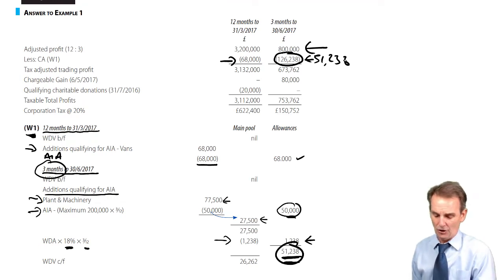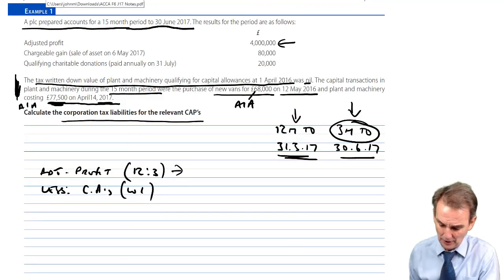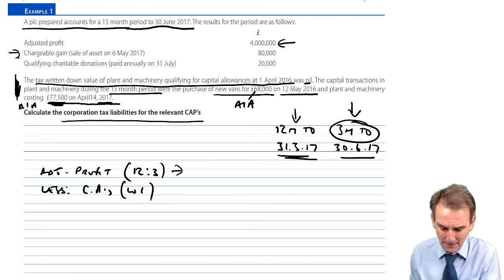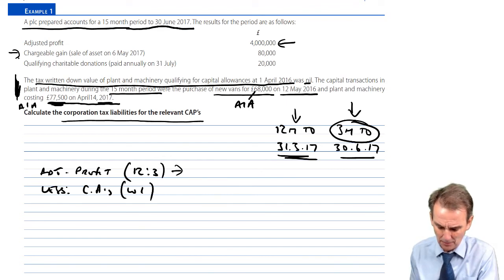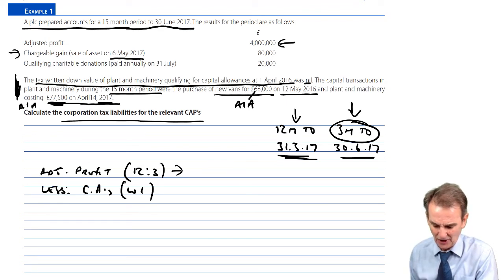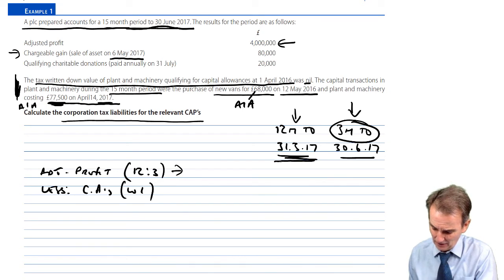But there were a couple of other transactions that we needed to deal with. Let's go and look at those now. So let's just go back. Here we go to the information, the question, and you've got a chargeable gain. That chargeable gain, how do we determine which accounting period it will be allocated to? Very simple, based on the date of disposal. The asset was sold on the 6th of May 17. Therefore, in which accounting period does that fall? Now, this was the 15-month period to June 17. Chargeable accounting periods, 12 months to March 17, no. 3 months to June 17, yes.